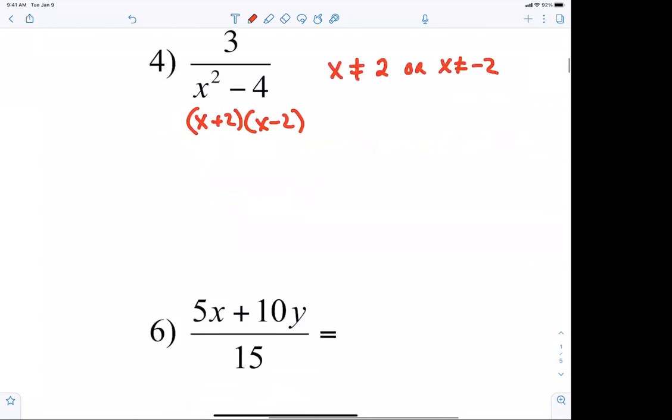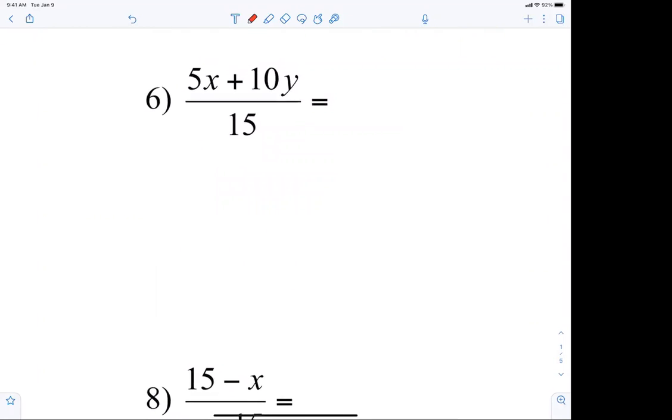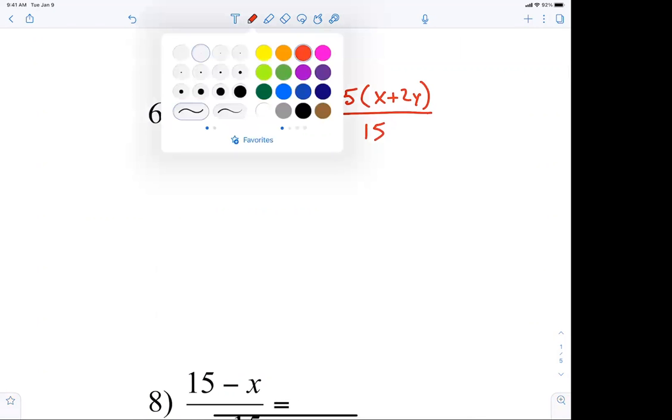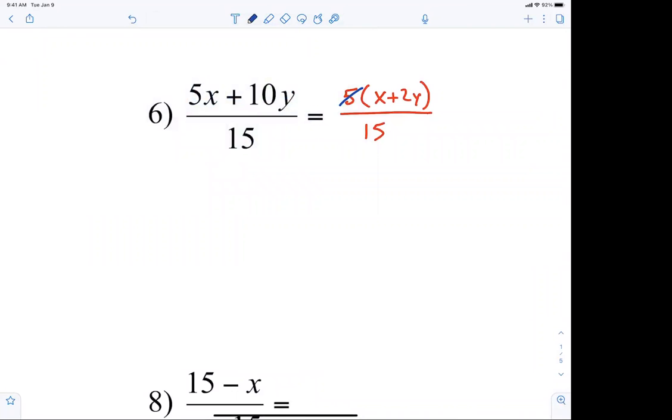All right, here we go. Now for number 6, we're not stating restrictions, we're simplifying now. So you factor 5 parentheses x plus 2y over 15. And then of course now we're reducing. 5 goes into 5 and 5 goes into 15. So your final answer is just x plus 2y over 3. Anybody have any issues?